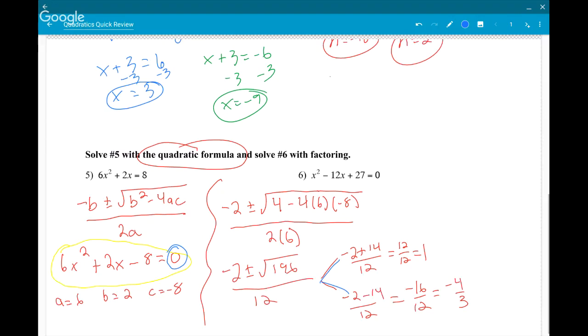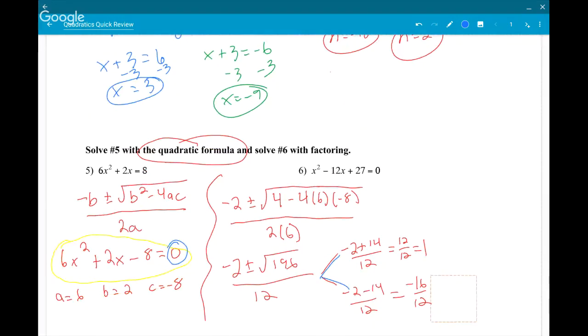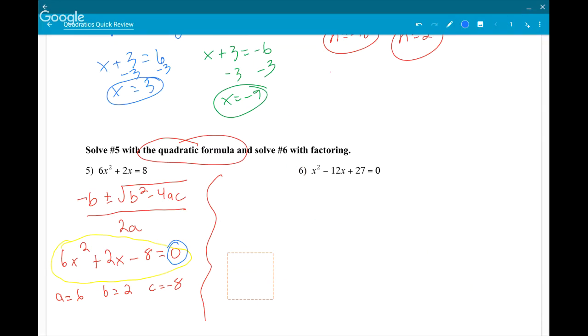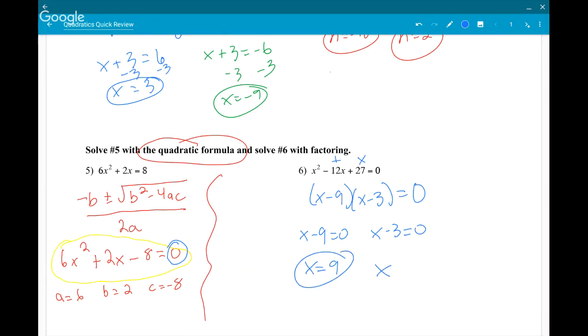Last but not least, we're supposed to solve another one with factoring here. Let me just erase most of this, get it out of the way. This is, again, a door problem. So I'm finding numbers that multiply to 27 and add to -12. Those are -9 and -3. Because those are being multiplied together to equal 0, I get x minus 9 equals 0 and x minus 3 equals 0. I'm just solving both of them. x equals 9, x equals 3.